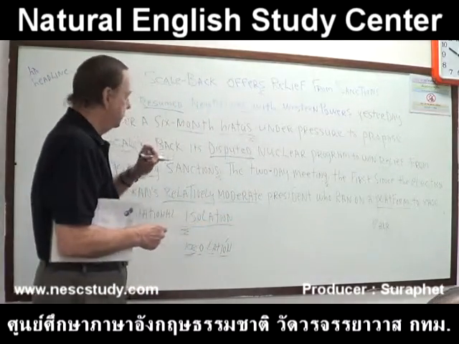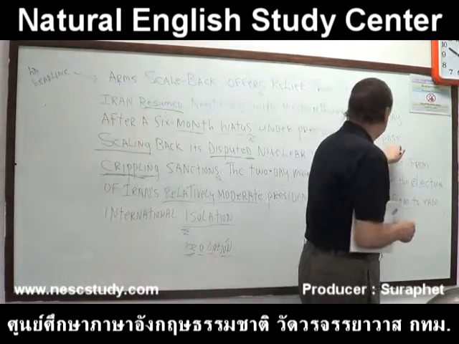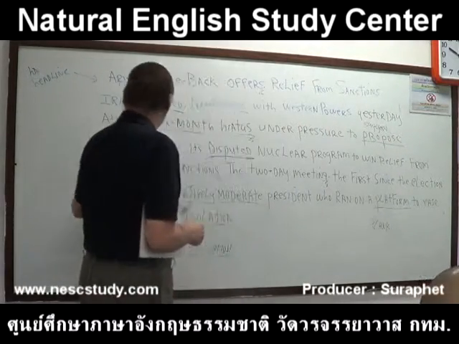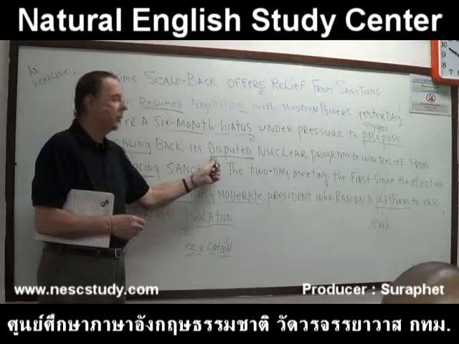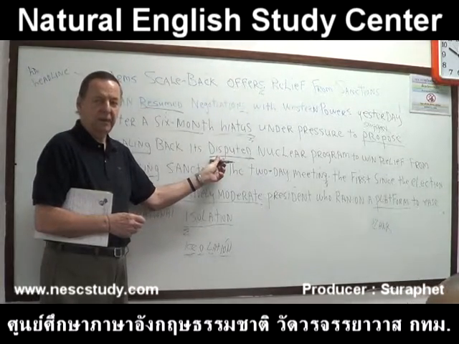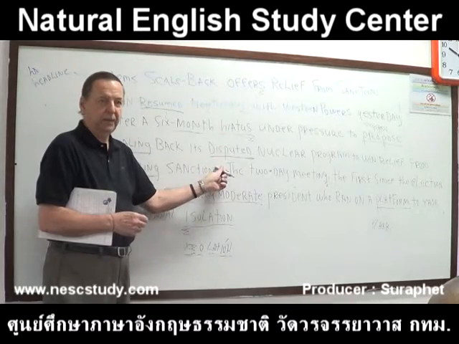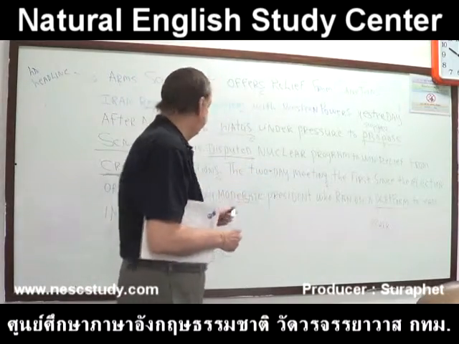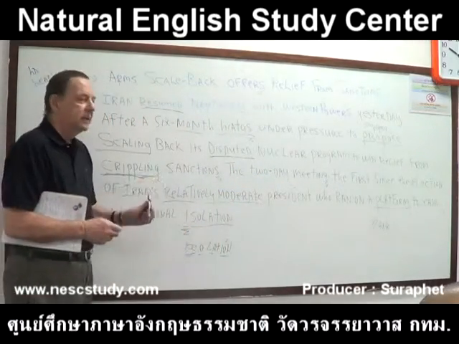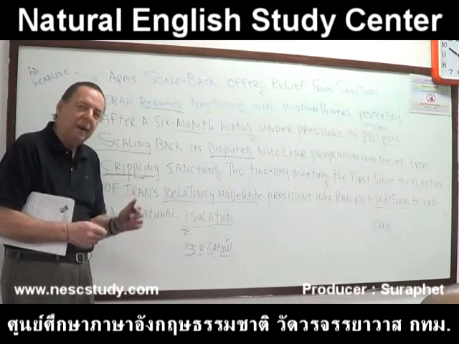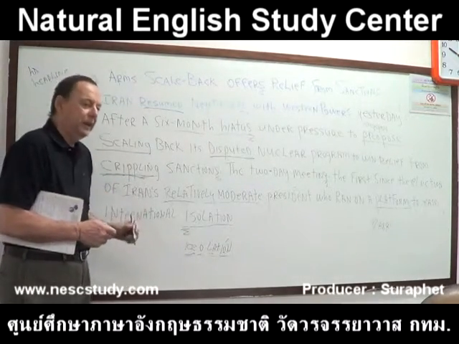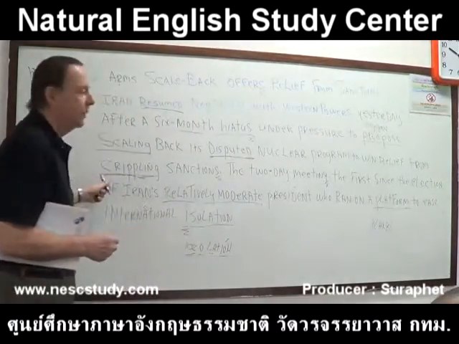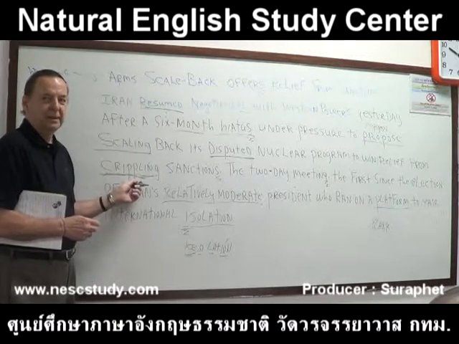Pressure to propose, to suggest, scaling back, reducing its nuclear program that is in argument at the present time in Geneva. There is a dispute, an argument between the two sides. To win relief from crippling sanctions, sanctions that cause Iran great economic problems. They use the word crippling. They're crippled by the sanctions, barely able to survive.